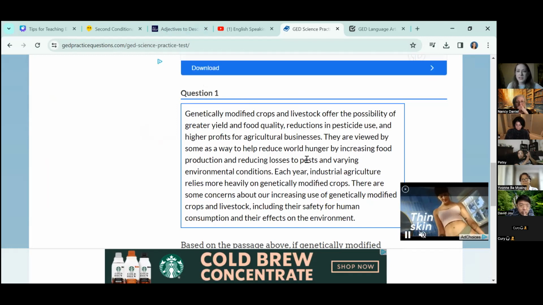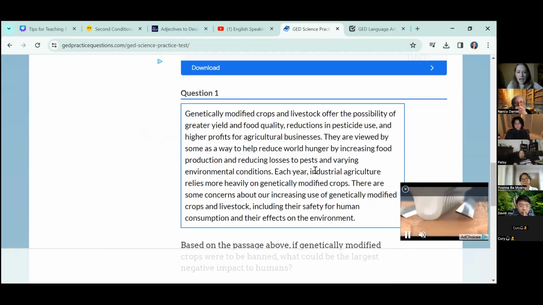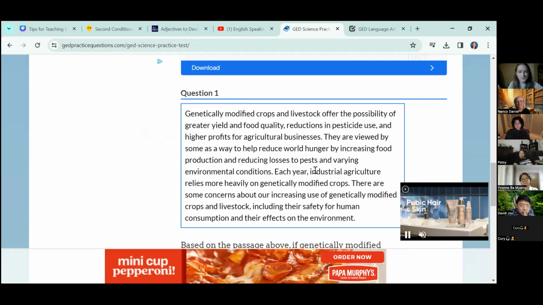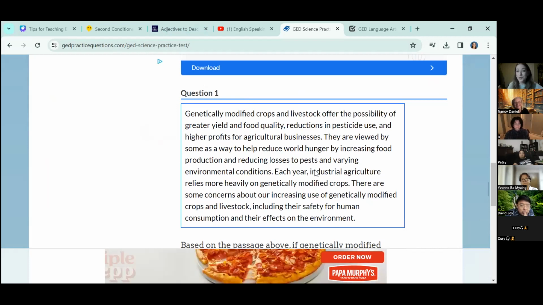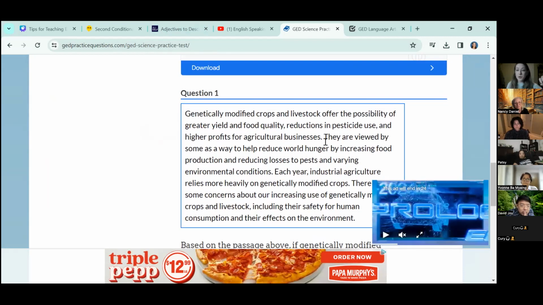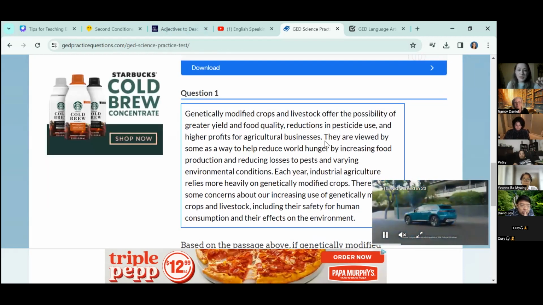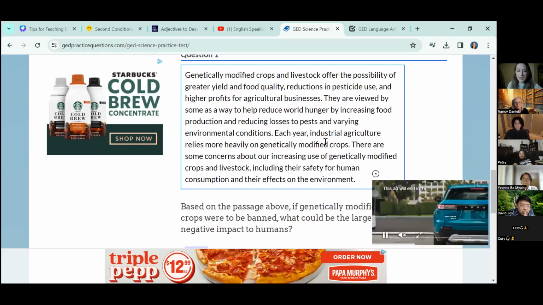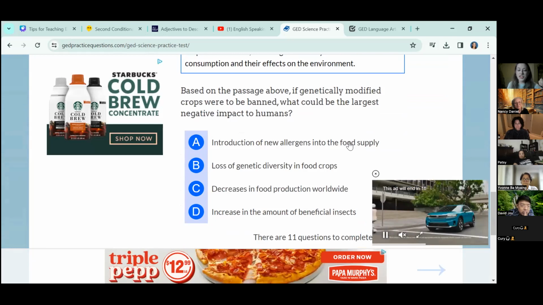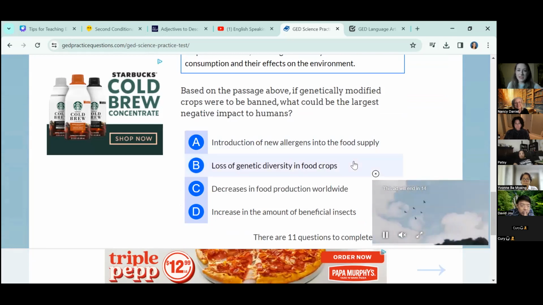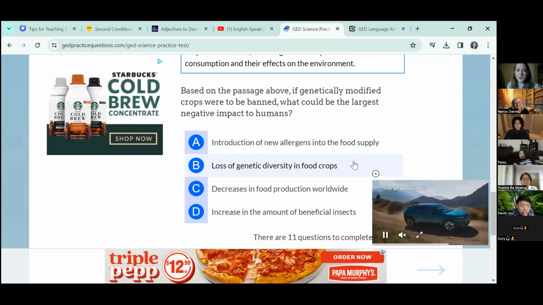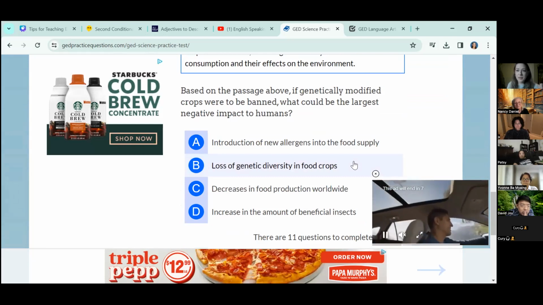Genetically modified crops and livestock offer the possibility of greater yield and food quality. If we have a student that we just taught the emotions to, right, that we were just working on that type of activity, how do you think they would feel if we gave them something like this to work on? It would be a little overwhelming, right? So I want you to keep this in mind. This is what we're working towards, okay? Students being able to read passages like this and then be able to answer questions like this. Based on the passage above, if genetically modified crops were to be banned, what could be the largest negative impact to humans?